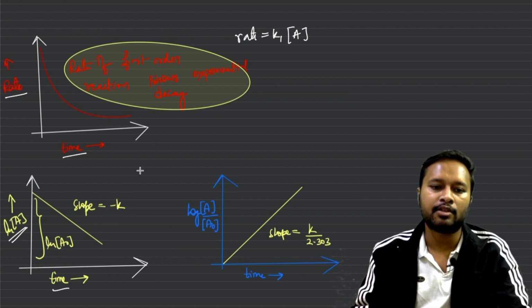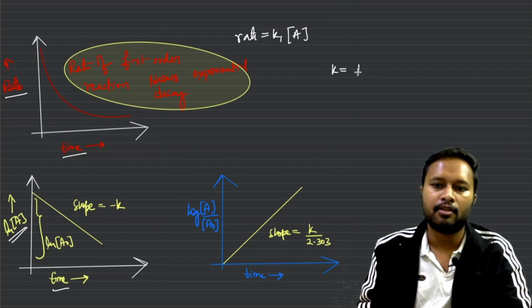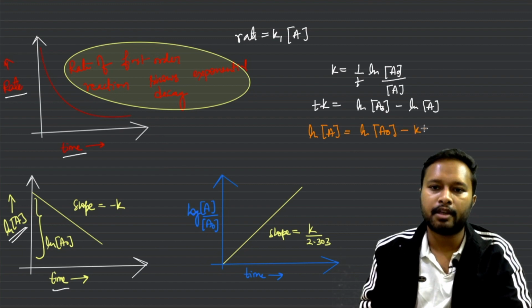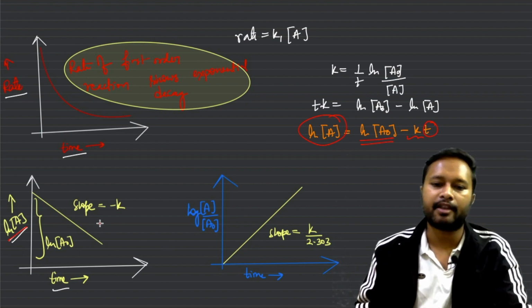So which equation have I used? I have used this expression, K is equal to 1 upon T ln A naught upon A. Basically you can write KT is equal to ln A naught minus ln A. So for plotting ln A on the y-axis, you can write ln A equal to ln A naught minus K into T. Here you can see that this is what I have plotted on the y-axis, this is what I have plotted on the x-axis. So the slope is minus K and the intercept is ln A naught. This is how this graph has been plotted.